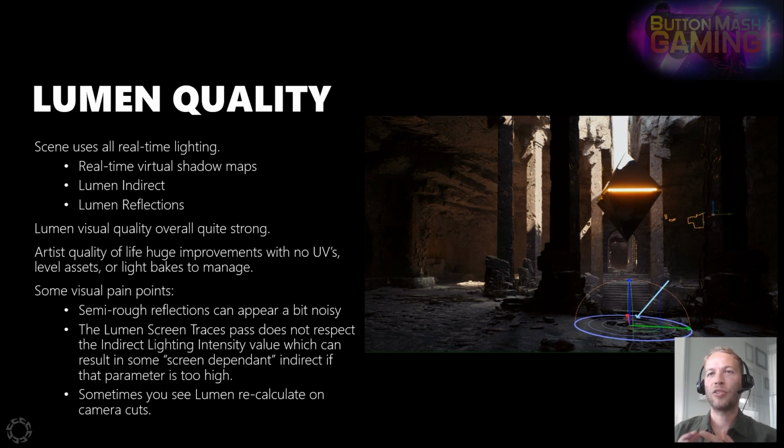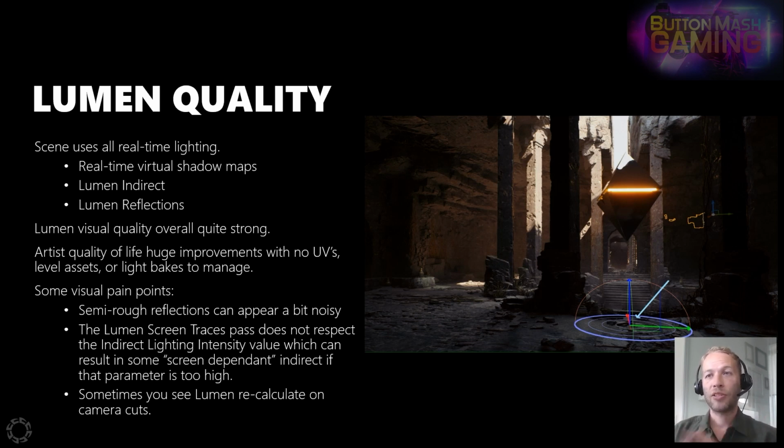There's no UVs, no level assets you have to save all the time to do bakes, no light bakes you have to manage. Oh man, the light bake failed overnight, we've got to do it again. Or so-and-so artist had this level checked out, the light bake didn't submit. These are all issues we had on Gears 5. Those are all gone now, which is phenomenal.